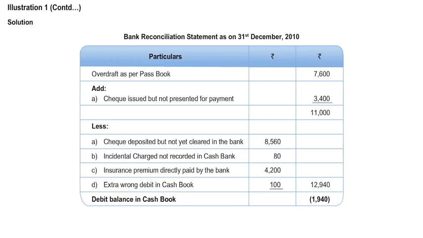So these are the effects of all the different entries. Now 7,600, only one item in add, plus 3,400. So you can actually show the total of these two together here also. And then all these four amounts are to be deducted, that is 12,940. So to show you the calculation, your final balance will be 7,600 plus 3,400 minus 12,940, which is 1,940.